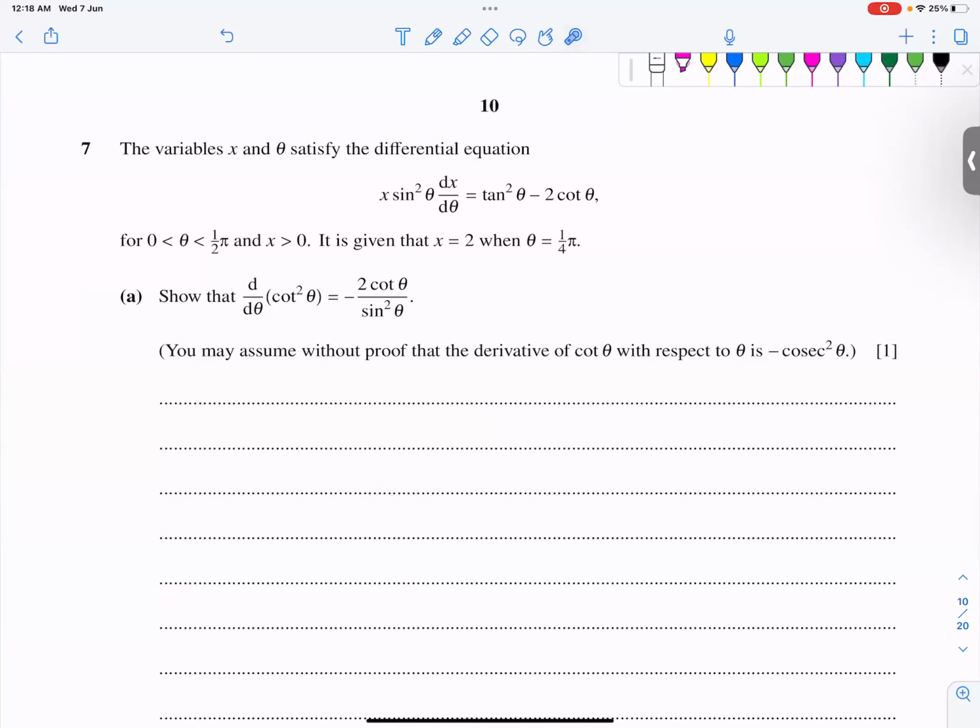Now the hint is already given. The hint says that you may assume without proof that the derivative of cot theta with respect to theta is minus cosecant square theta. Okay. It means it's already given that the derivative with respect to theta of simply cot theta will be minus cosecant square theta. This is the derivative of cot theta. Okay.